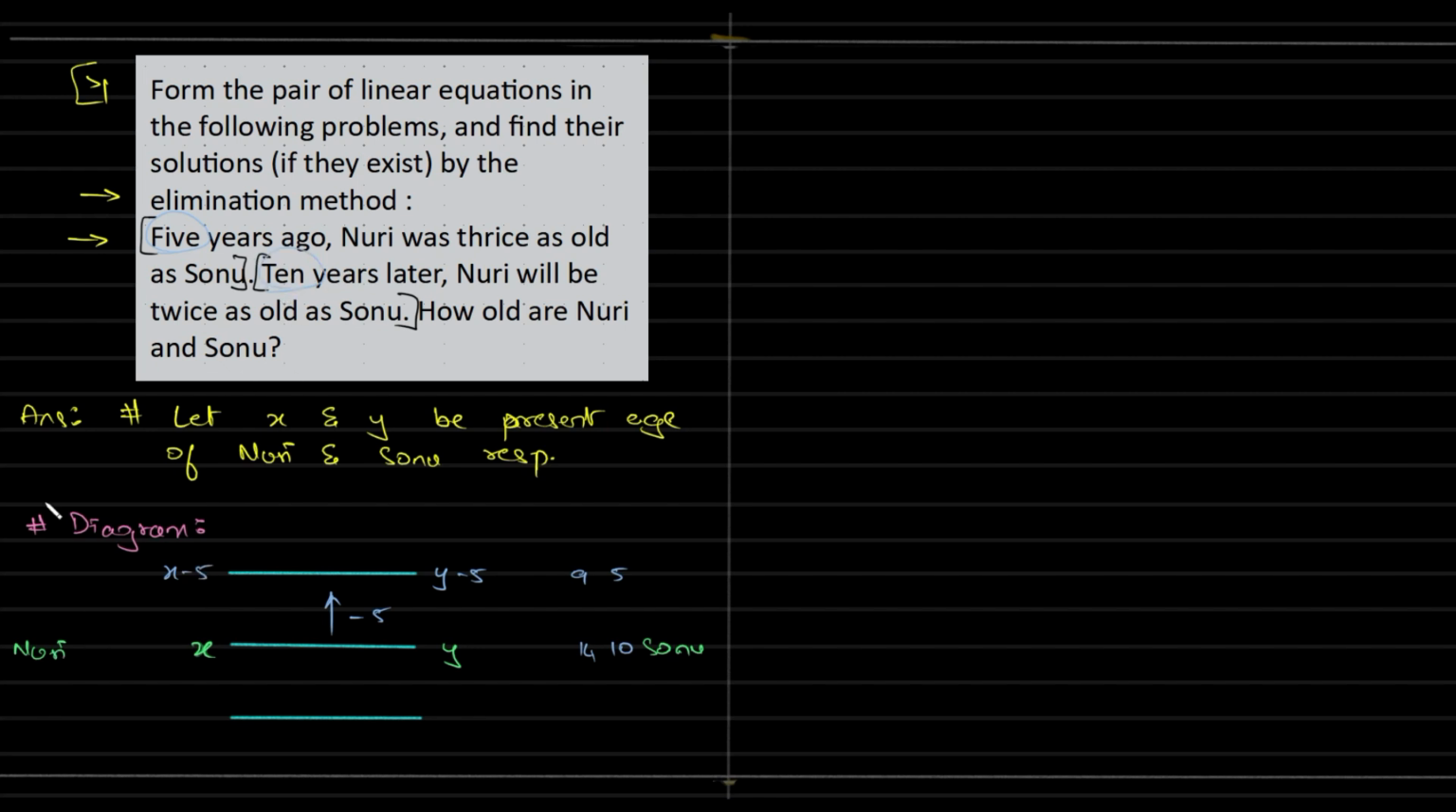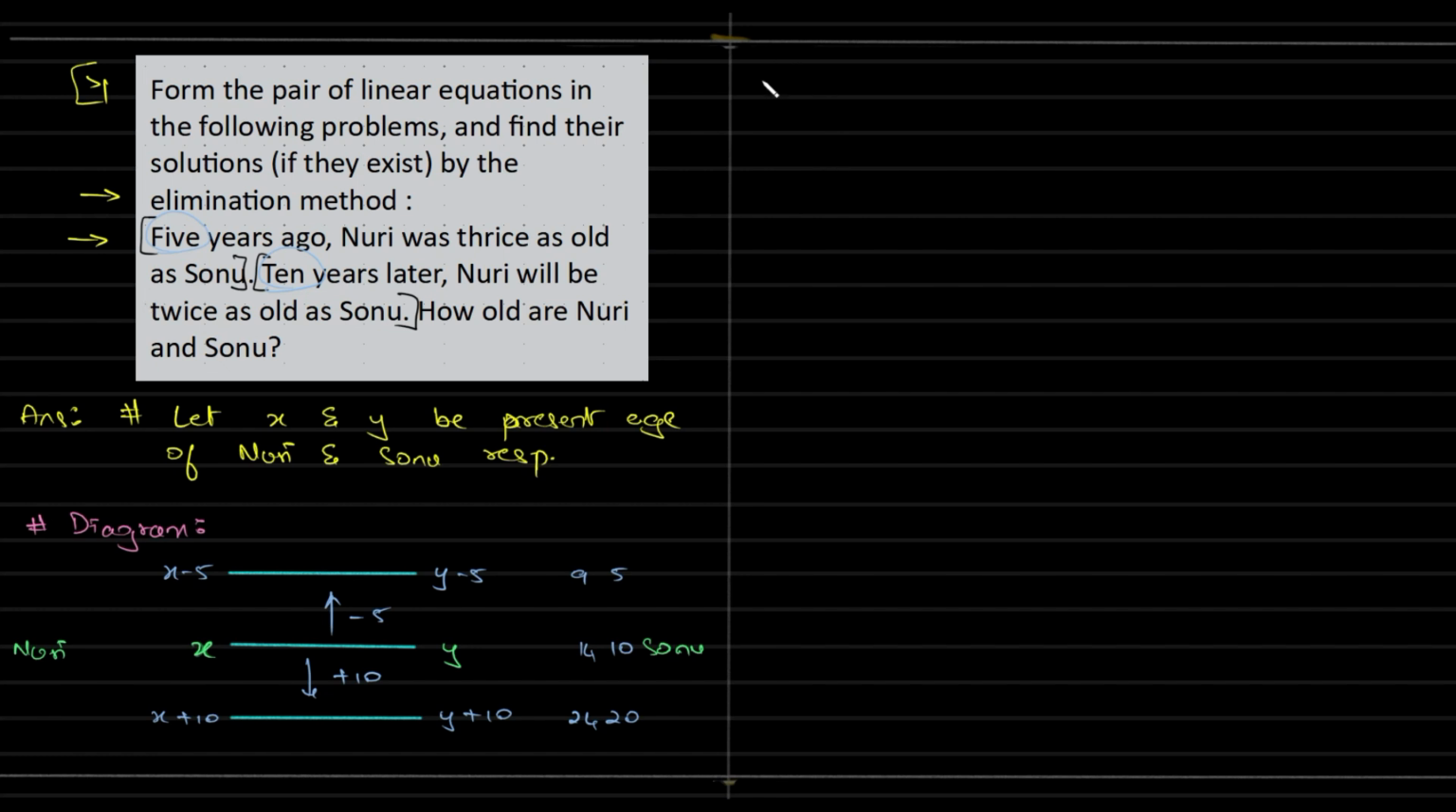10 years later in the future, so we are looking at plus 10. 10 years later, a 10-year-old will be 20, and a 14-year-old will be 24. A person who is y years old will be y plus 10, and a person who is x will be x plus 10.